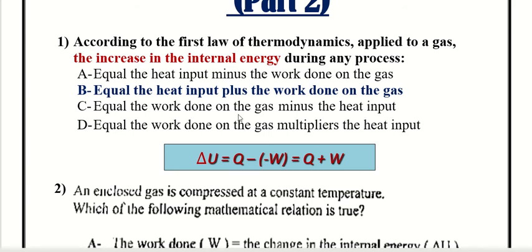Okay, work done on the gas minus the heat input, of course not, as heat input must take a positive sign, not a negative sign, equal to the work done on the gas multiplied by the heat input, and that is not the first law of thermodynamics, so this choice is the only correct one.